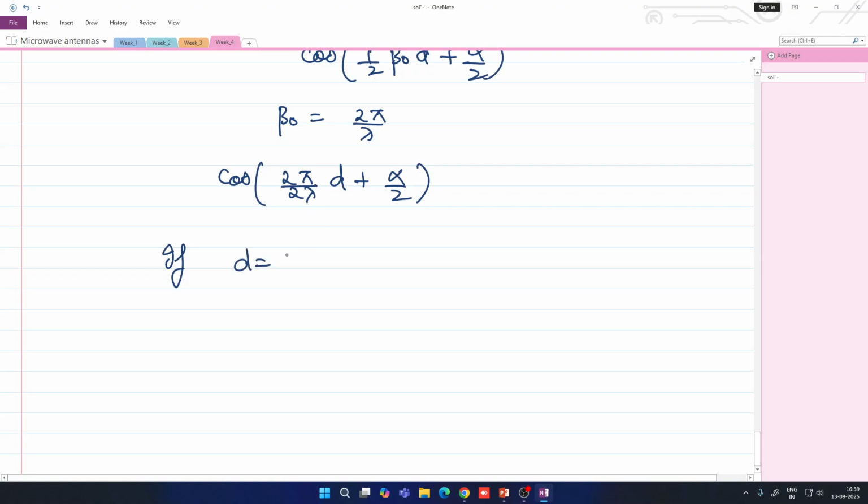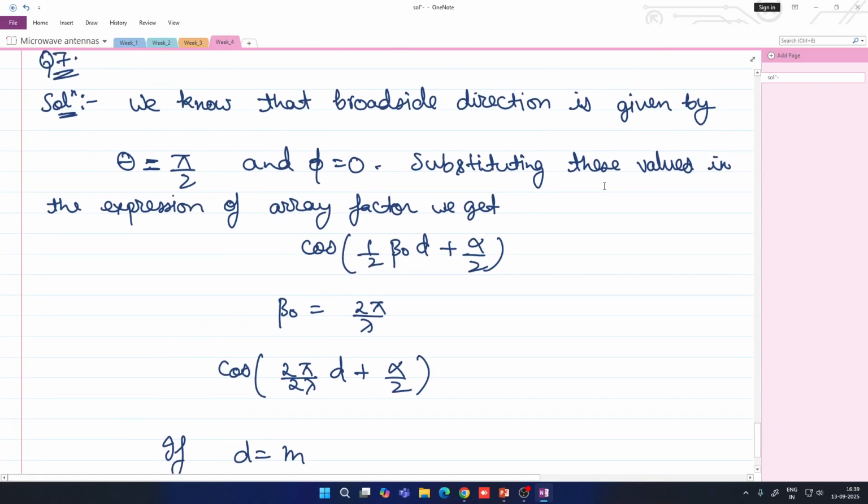So what we want is, we want it to be maximum, right? We want the array factor to be 1. In the case where theta is pi by 2 and phi is 0, let's say it's along the z, so this should be like this.